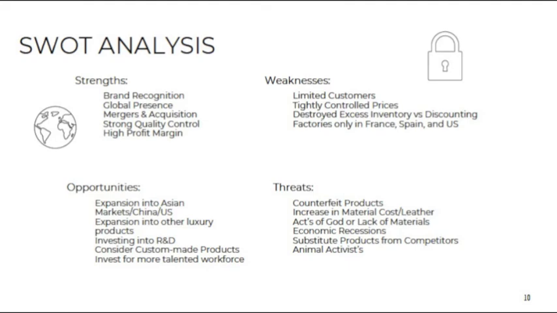Tightly controlled prices and not discounting is also a weakness because a lot of excess inventory is being destroyed when the company can be profiting from it. Here are some of the opportunities that a company has. Due to their success, they can further expand into China or Japan, or focus more towards the US, which has recently climbed out of a recession and has seen growth of 10 to 13% per year.